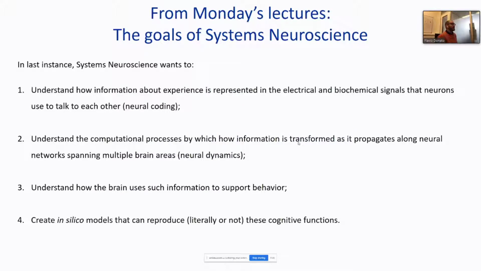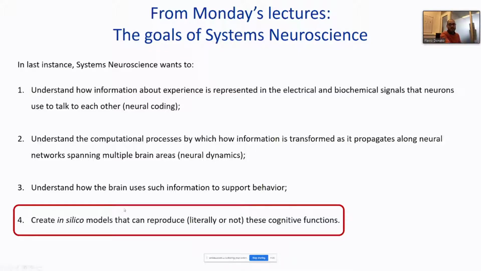If you remember from the first day and yesterday as well, I told you the 5 goals, if you want, of systems neuroscience. That is to understand information coding, understand the neural dynamics, understand how coding and dynamics come together to support behavior. And in the end, it's to create models, mostly in silico, that can reproduce cognitive function. And this is going to be the topic of today.